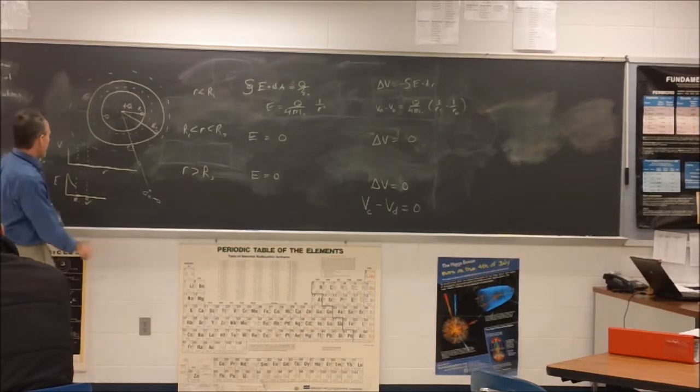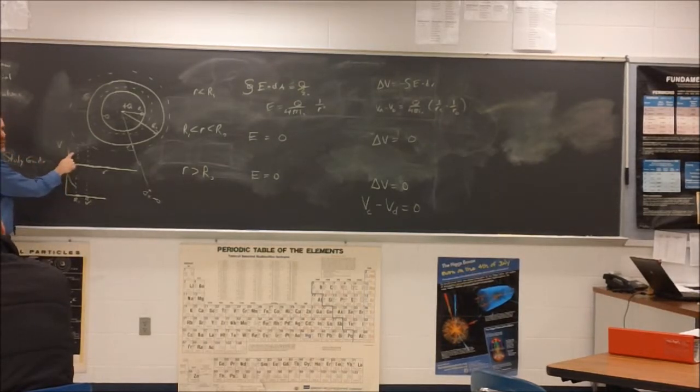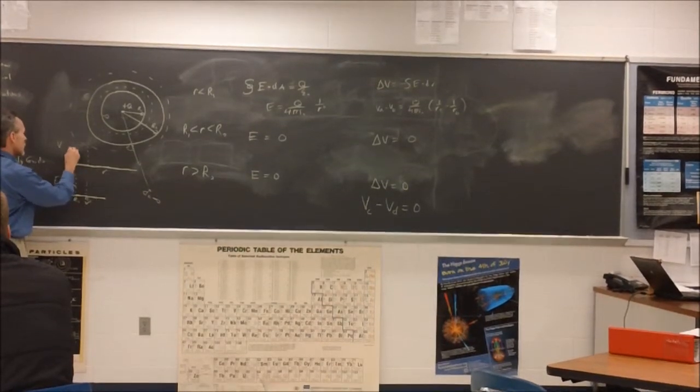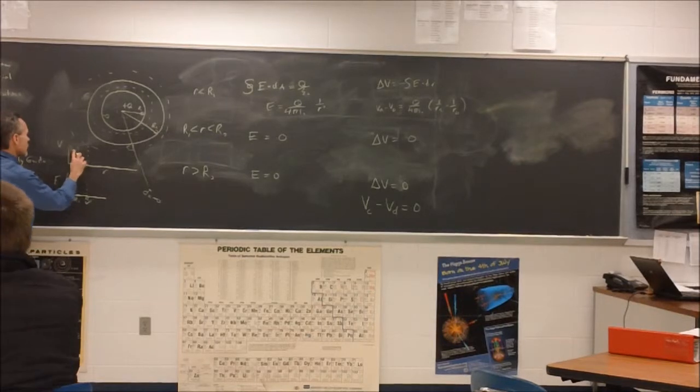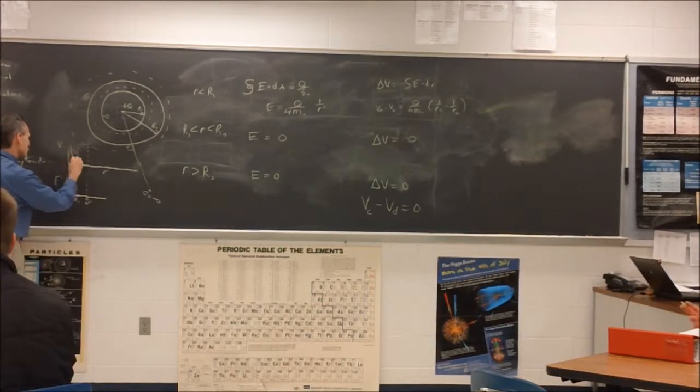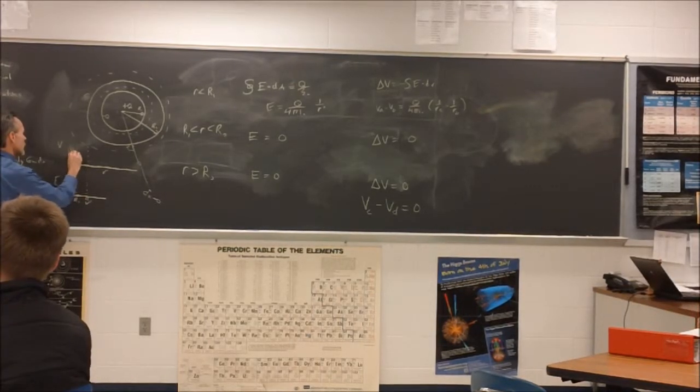And then what kind of relationship would I have in this region here? 1 over R, it's an inverse. So this is 1 over R squared. This is 1 over R. Probably something like this. 1 over R.